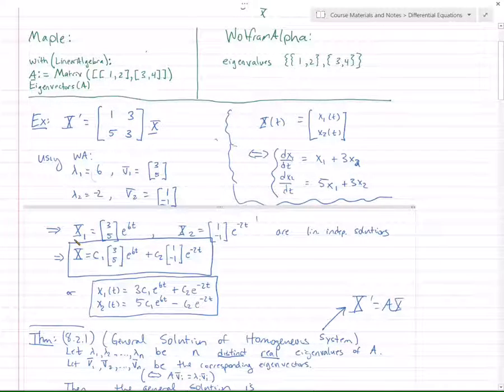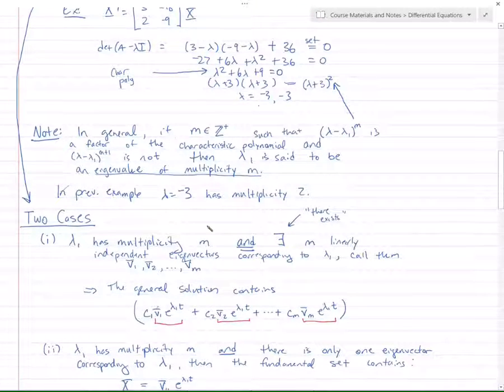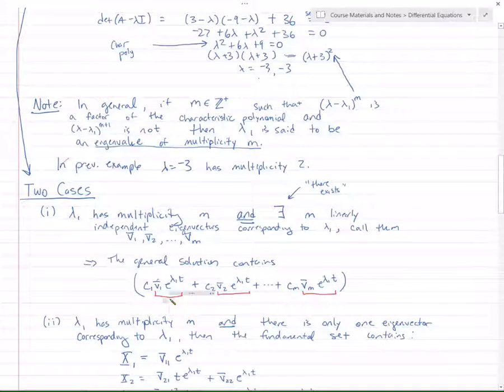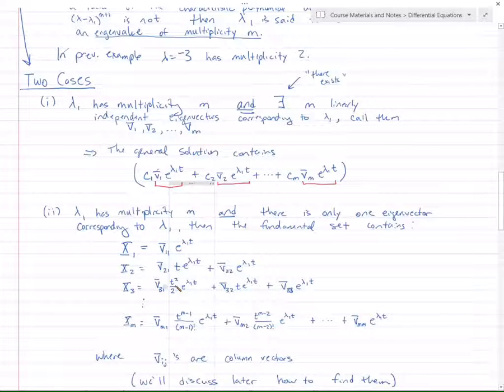When you have repeated eigenvalues, if your number of eigenvectors equals your multiplicity, you're done, easy peasy, write down the solution. It's exactly the same as the previous case. But it's possible to get a case where your eigenvalue is repeated.